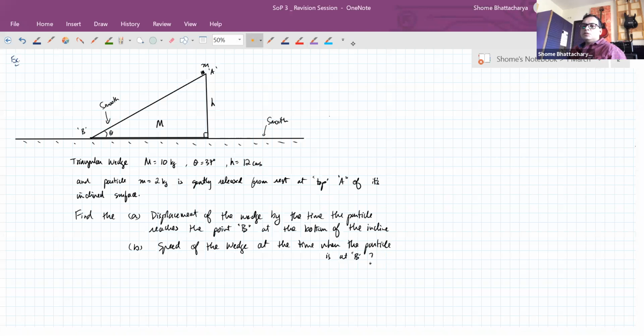I'll just leave you with a minute to browse through this question, then we will discuss it and understand how to solve it in detail. So just take a moment to understand the question and browse through it.